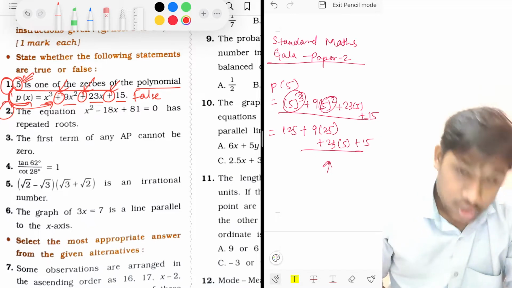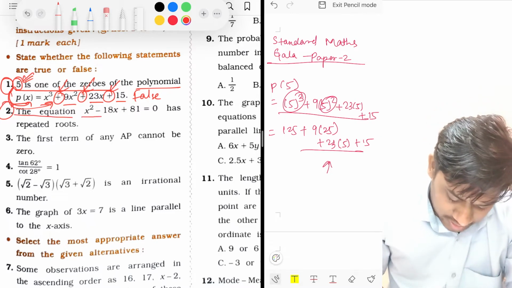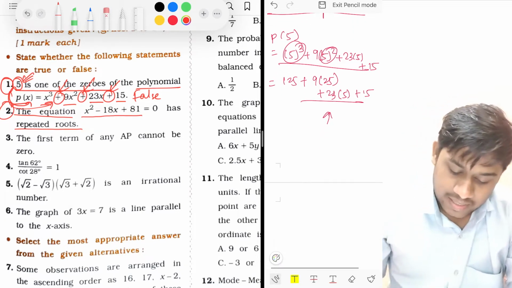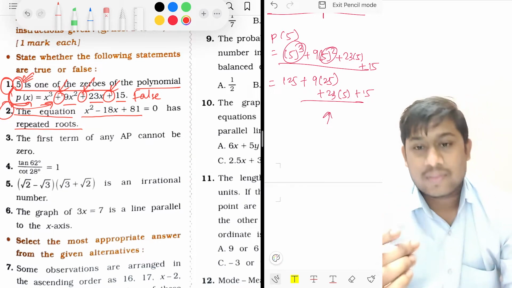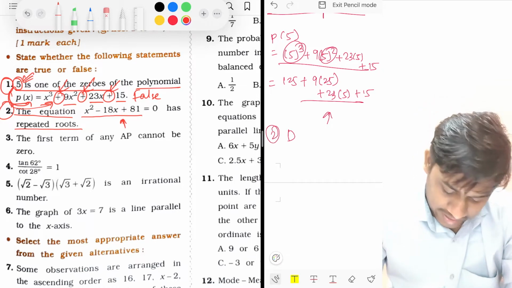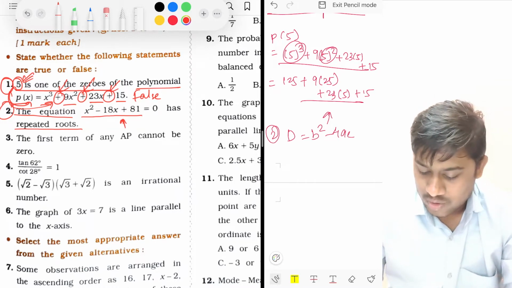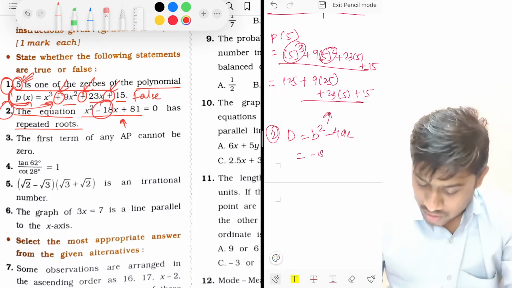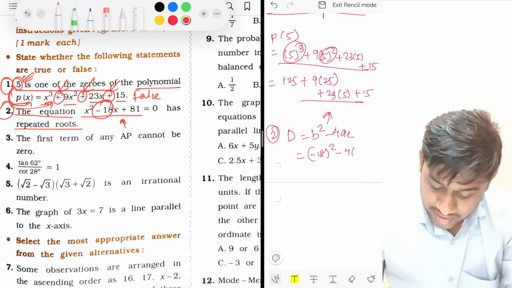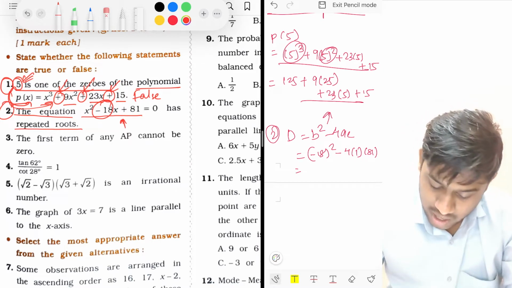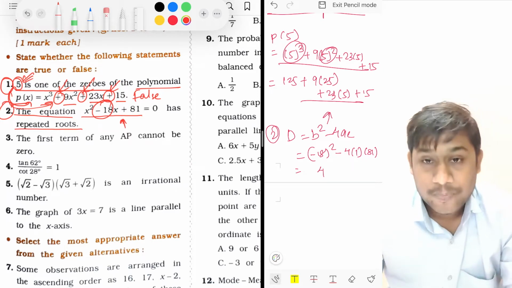Next, question number 2. The equation x square minus 18x plus 81 has repeated zeros. What repeated zeros means is equal roots. For that you have two options, either go and check the roots directly, or you can check the discriminant. D is equal to, do you remember, b square minus 4ac? Exactly. So what we have, b is minus 18, so minus 18 square minus 4 times this one is 1 and 81.